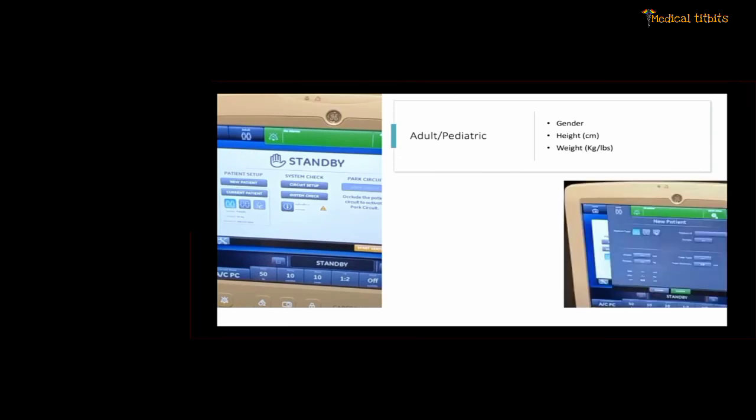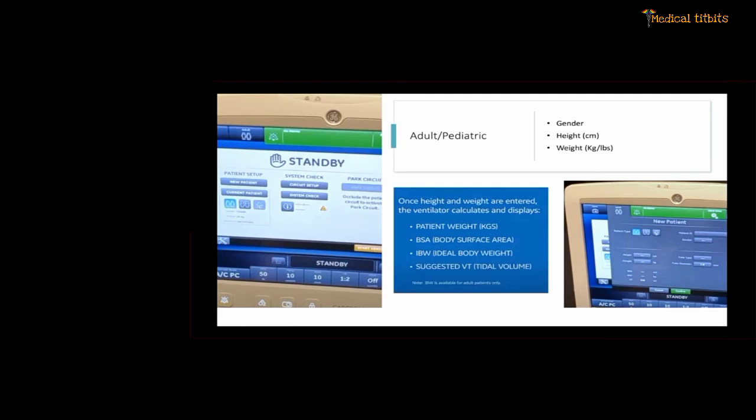You can select new patient and then specify whether it is an adult, child or infant. Again, you have to fill in the demographic profile like gender, height in centimeters, and weight either in kilograms or pounds depending on the make of the ventilator. Modern day ventilators will give you these values: body surface area, ideal body weight, and some even suggest tidal volume to you.